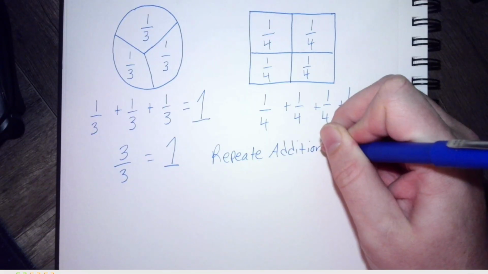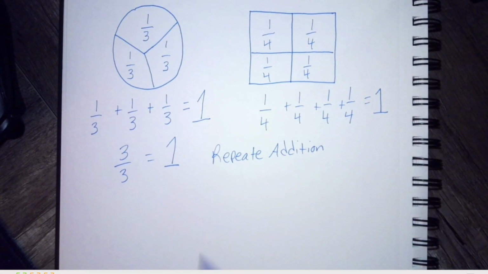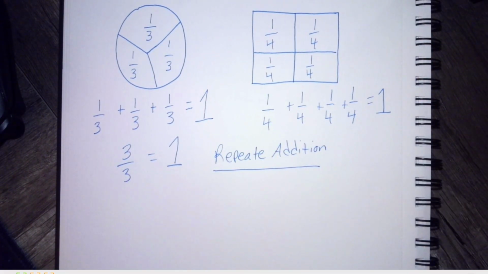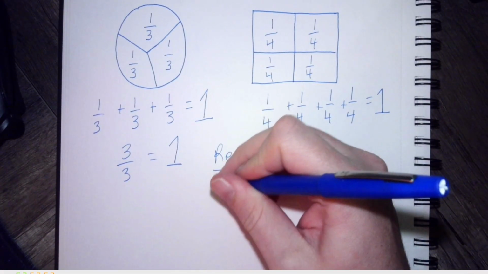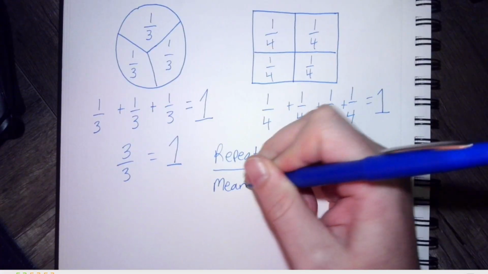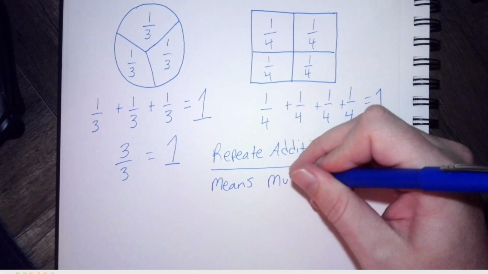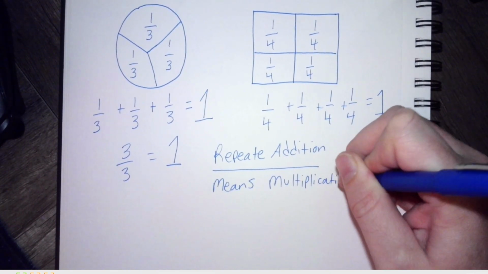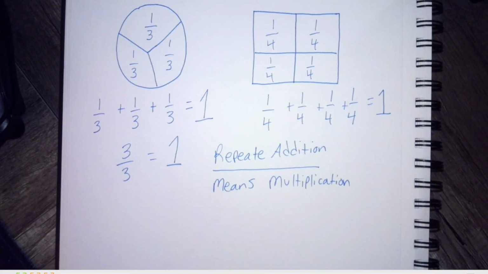Now I want you to think for just a moment about what repeated addition means, because we've actually talked about this several times in math class. Repeated addition means multiplication. If you're adding the exact same number over and over and over, no matter how many times, you are multiplying that number. You're skip counting.